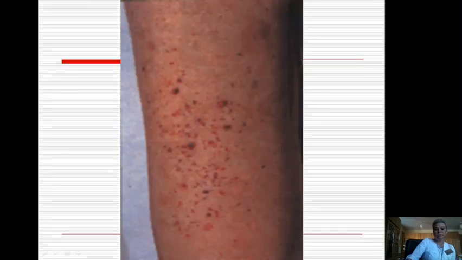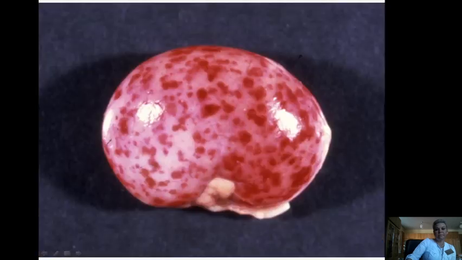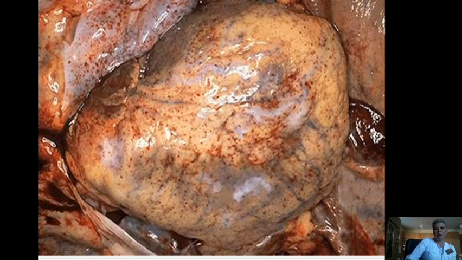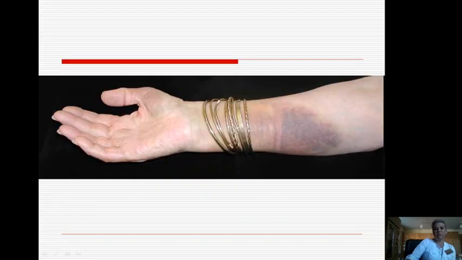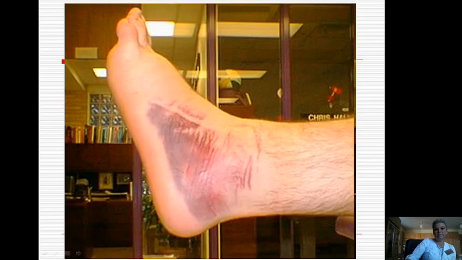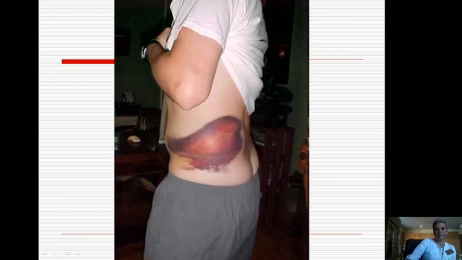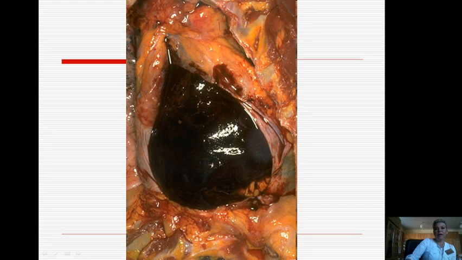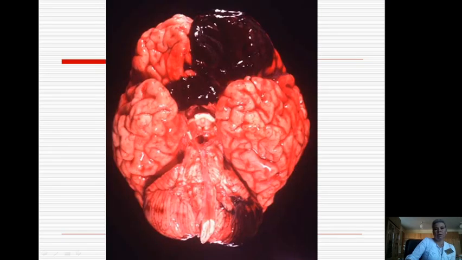Petechia, small hemorrhages in the skin. In the hypophysis. For brain, this process is very important and serious. For skin, not very serious. Under the mucous membranes or serous membranes. Bruises. And bruises. Hemopericardium is an absolutely lethal situation. Hematoma of brain is a very serious and lethal situation.